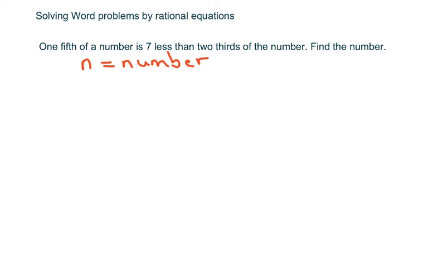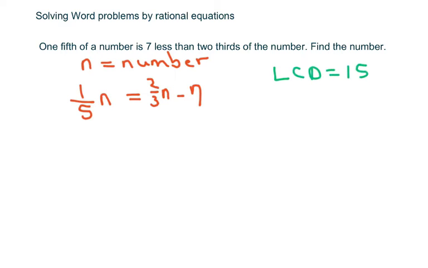And then just kind of read across. 1/5 of a number is 7 less than 2/3 of that same number. Okay? And then what we're going to do is solve for this and just multiply everything through by the LCD. The LCD in this case is 15. So I'm going to multiply each piece, or you can just distribute it by 15.